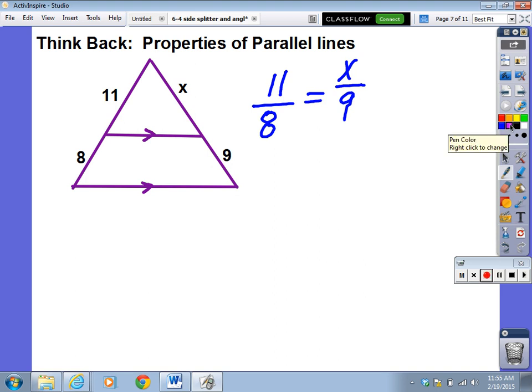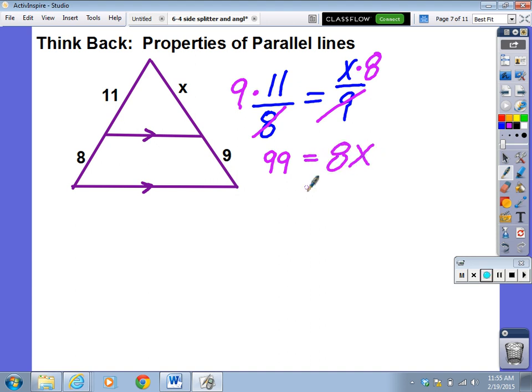Let's cross multiply. So once again, you guys, we're cross multiplying, so we're multiplying both sides by 9. I'm not going to write it over here because it's dividing out. We're going to multiply both sides by 8. I'm not going to write it on this side because it divides out. What's 9 times 11? So 99. What's 8 times x? So it's equal to 8x.